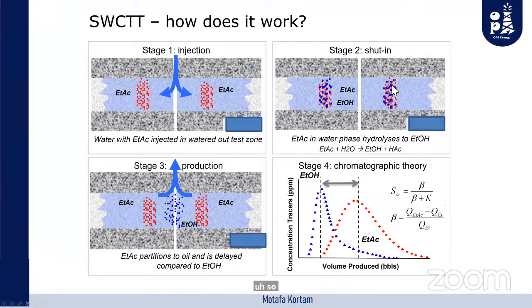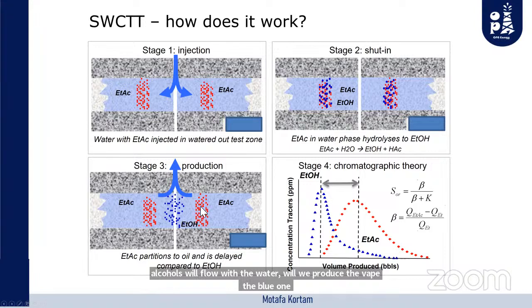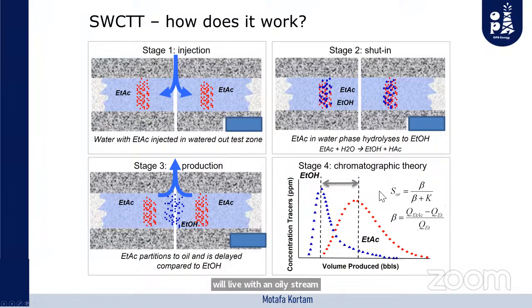When we produce back, the blue one will move, and the red one will leave with the oil stream and move later on. What will happen later is we analyze the concentration during the production. From this well, we take samples from the production stage, and we analyze the concentrations of each type of tracer according to the volume produced. And the volume produced is nearly equivalent to the time, so they are both the same. And we are drawing the concentration.